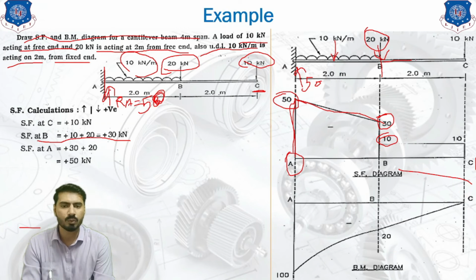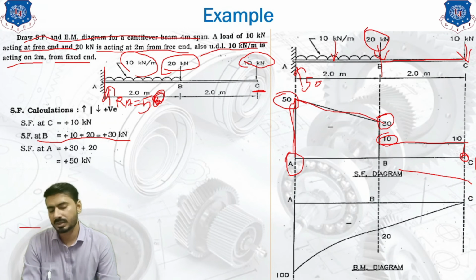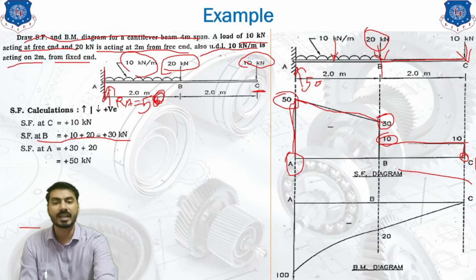Then we will move forward up to the point C, where our shear force is 10 kilonewton. We will join this by a horizontal line, as there is no UDL acting between the B and C. Then we will close our diagram with 0 value at C point. So this was our shear force calculation.